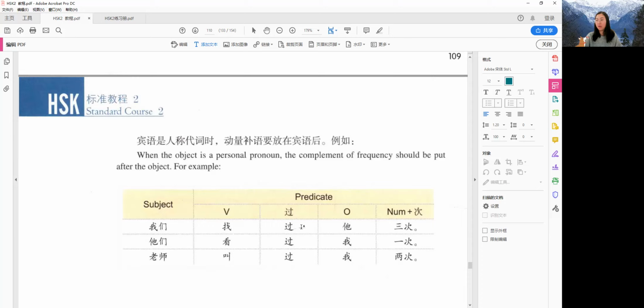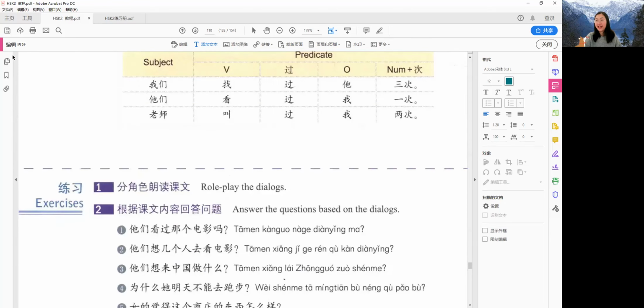我们找过他3次。他们看过我1次。Means they have visited me once. 老师叫过我2次。The teacher called my name twice. Over here.